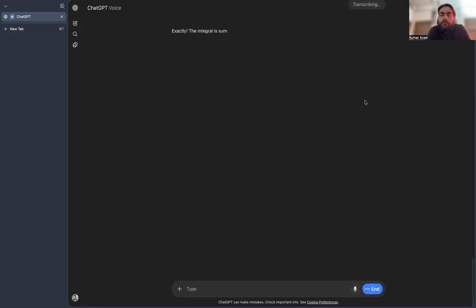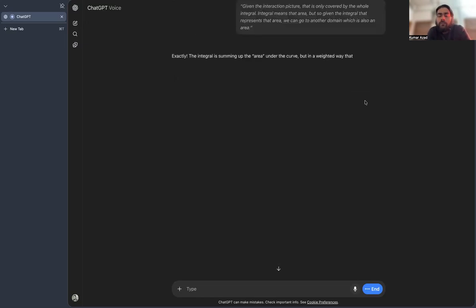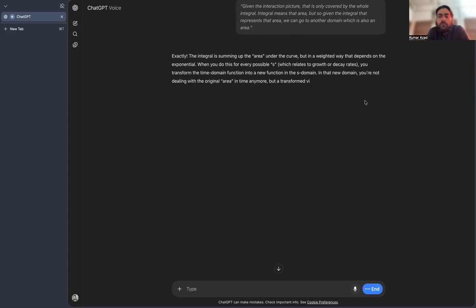Exactly. The integral is summing up the area under the curve, but in a weighted way that depends on the exponential. When you do this for every possible s, which relates to growth or decay rates, you transform the time domain function into a new function in the s domain. In that new domain, you're not dealing with the original area in time anymore, but a transformed view, where solving problems, especially differential equations, becomes much simpler.